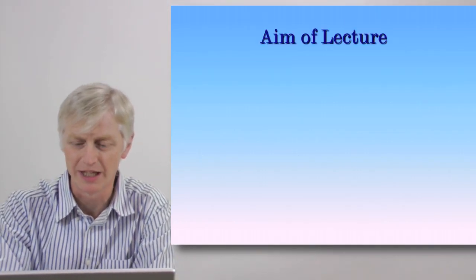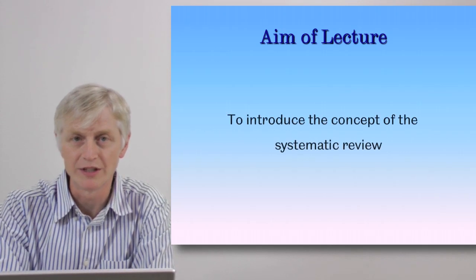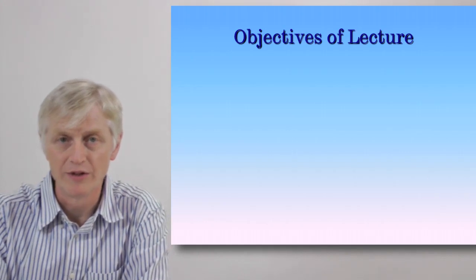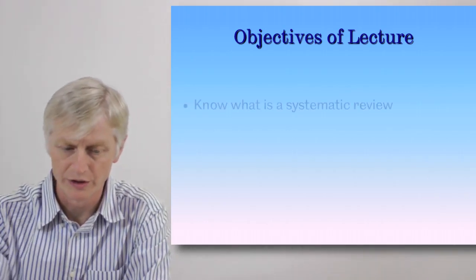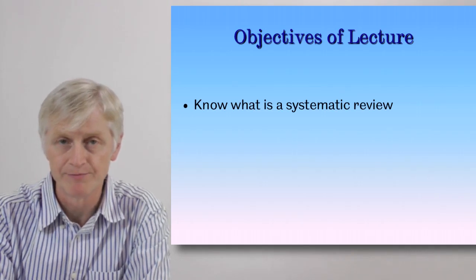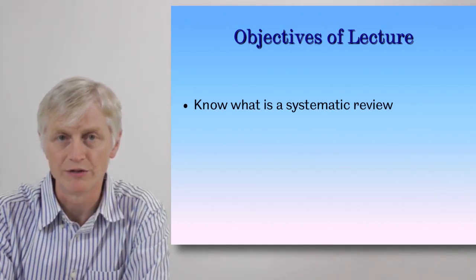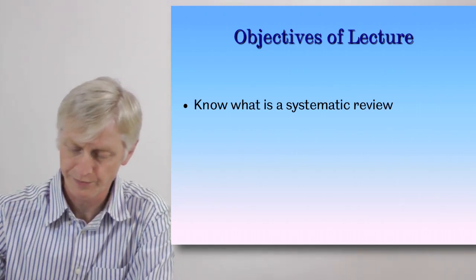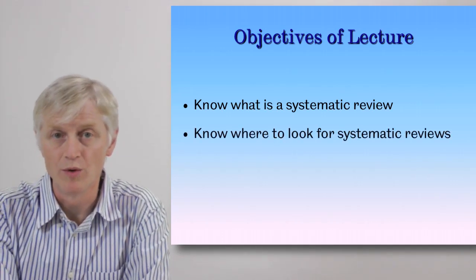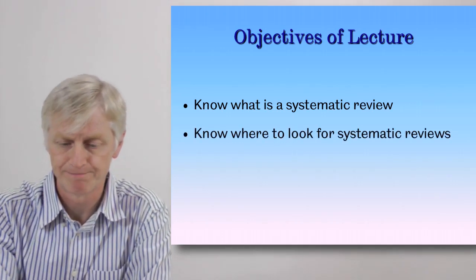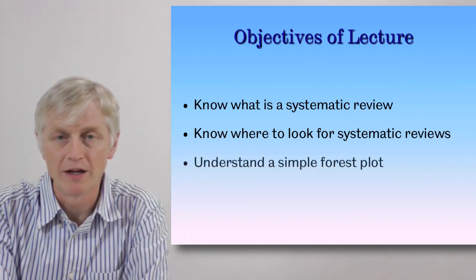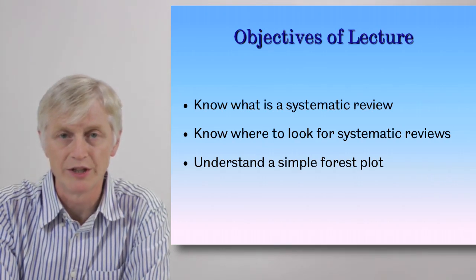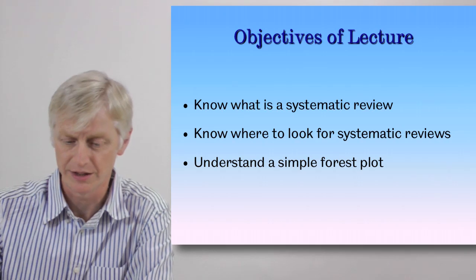So the aim of this lecture is to introduce the concept of a systematic review. The objective of the lecture is that at the end you should know what a systematic review is, why it is different from a traditional narrative review, and what the advantages of a systematic review are. You should know where to look for systematic reviews. And I'm going to introduce you to the concept of a simple forest plot, which summarizes a lot of the data in a systematic review.